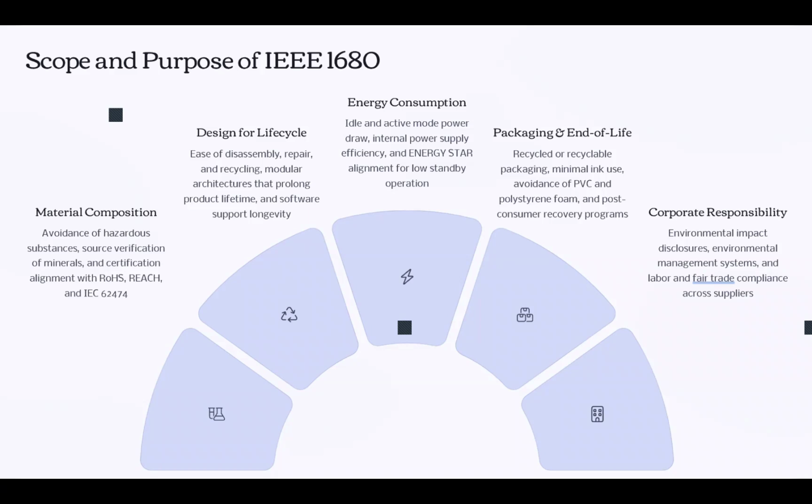Even the packaging is part of this scope. Manufacturers should use recycled materials and avoid hard-to-recycle plastics like PVC or foam. It also includes corporate ethics, things like how companies report environmental metrics and whether their supply chain respects labor rights.